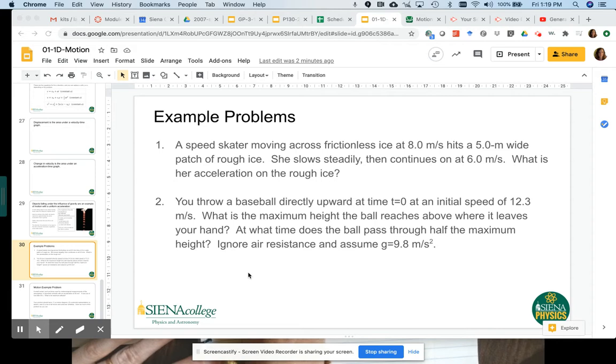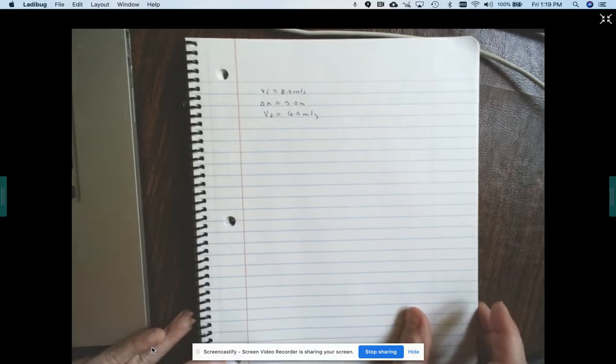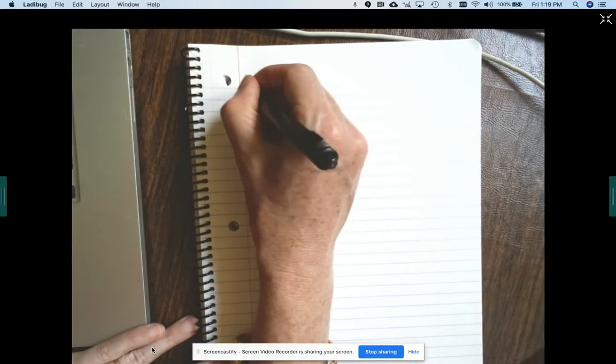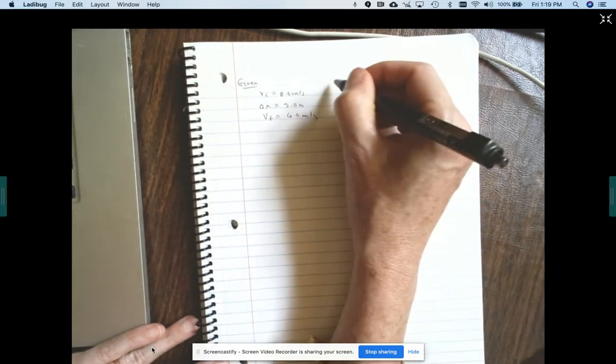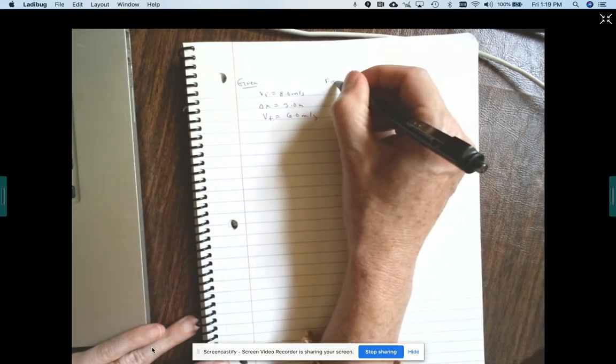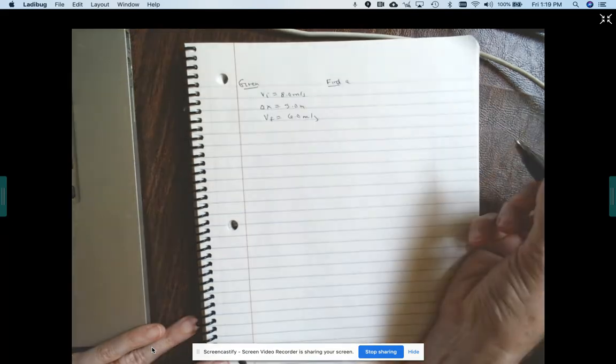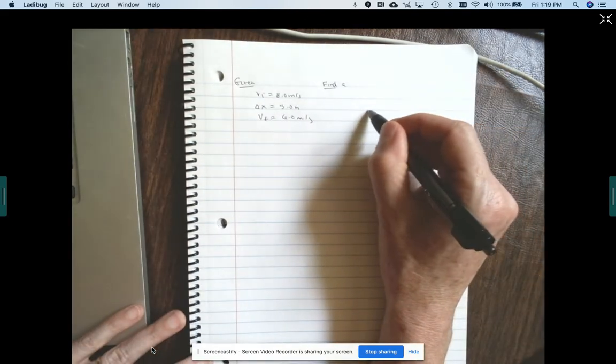So the initial velocity is 8 meters per second. The width of the patch is 5 meters. And the final velocity after crossing the patch is 6 meters per second. So we'll switch here. Okay, so this is what we are given, and we want to find acceleration. And our picture, this is our ice.